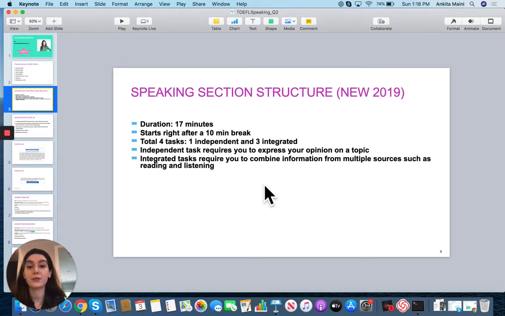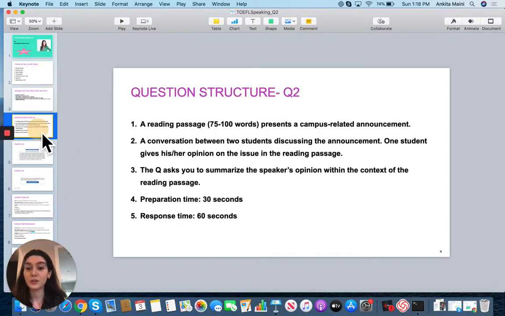combine information from different sources, such as you will hear a reading or a listening, and then you're going to be asked a question. So when you're responding to that question, you have to combine the information from these various sources. So question number 2.